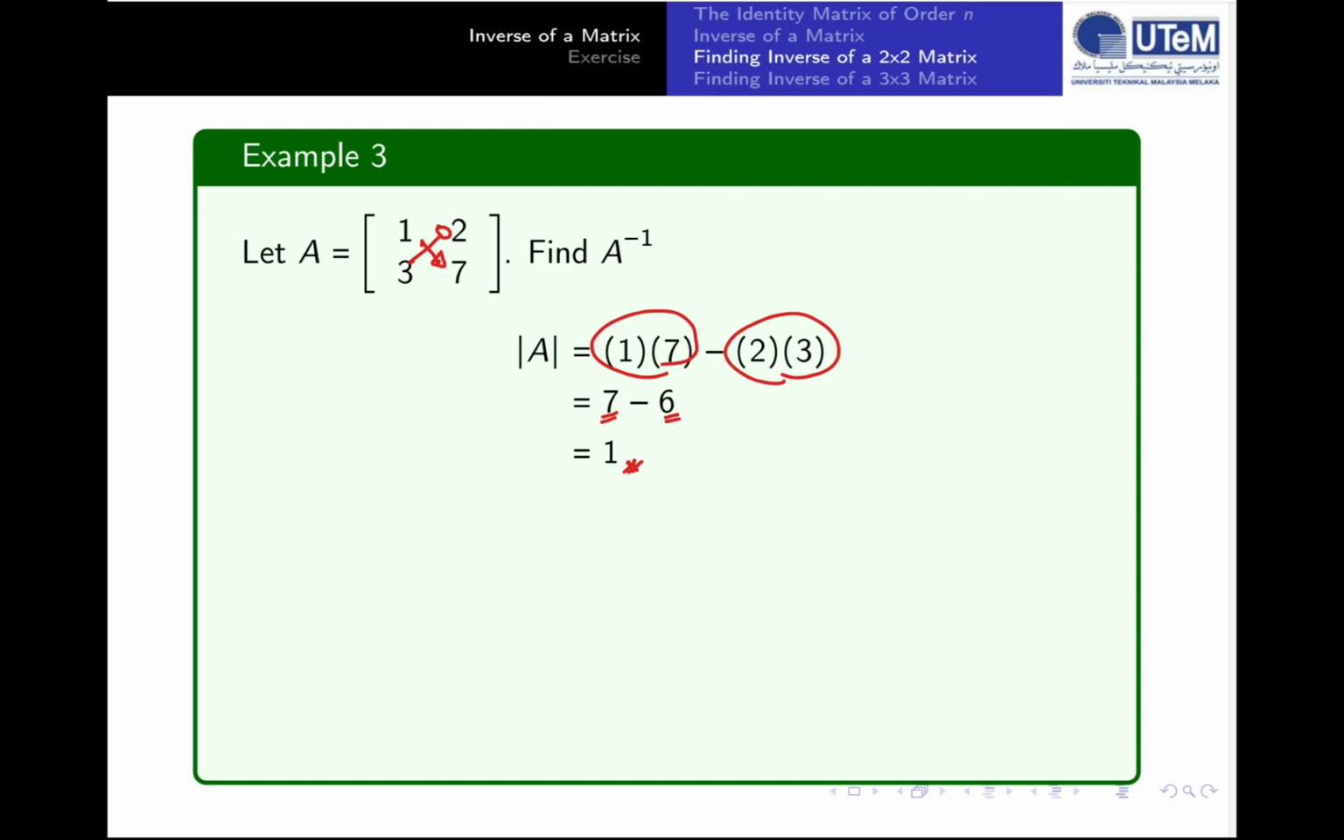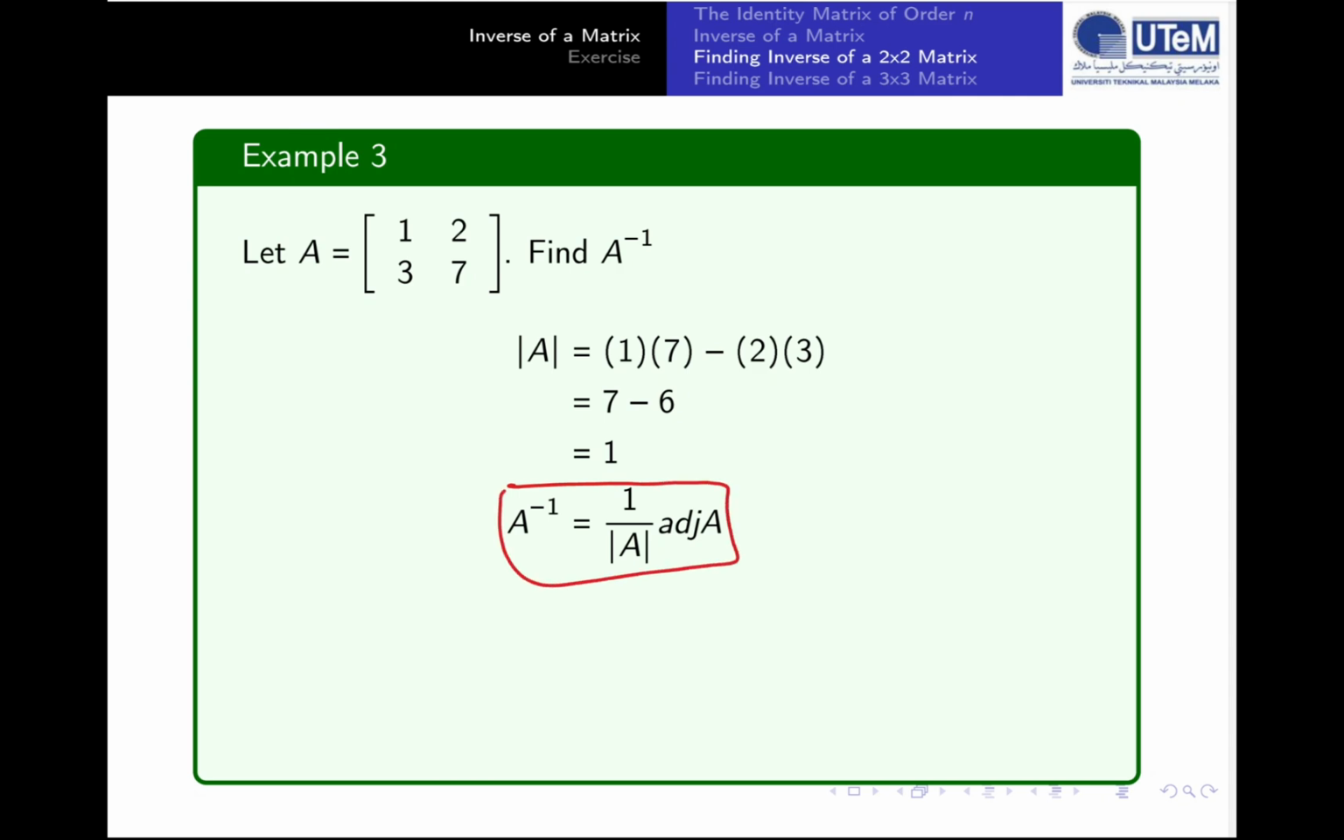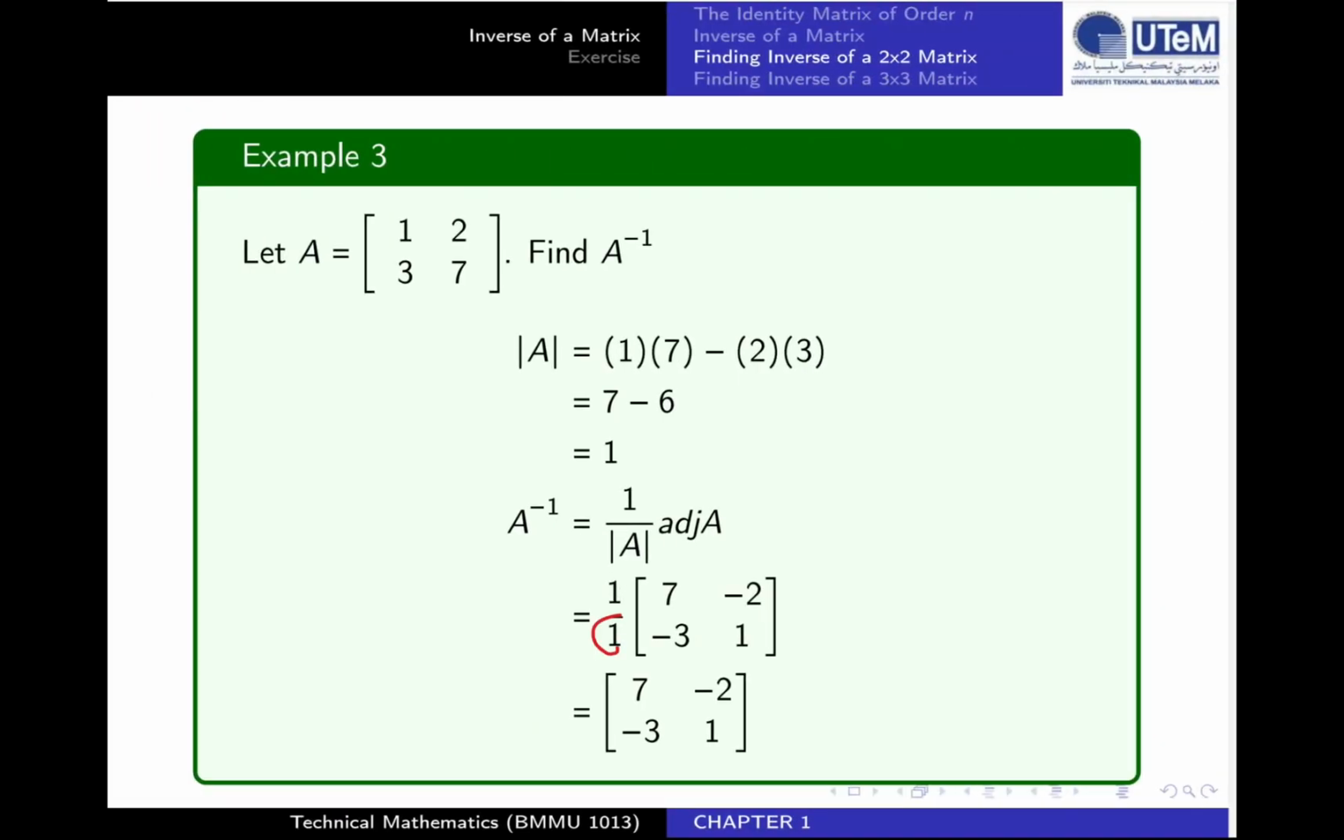So we know that A inverse equals 1 divided by the determinant times the adjoint of matrix A. Therefore, 1 divided by 1, which is the determinant, and then times the adjoint: we change the position between 1 and 7, and then for -2 we put a negative sign, and -3 also. Therefore your final answer for A inverse equals [7, -2; -3, 1]. So that is example 3.